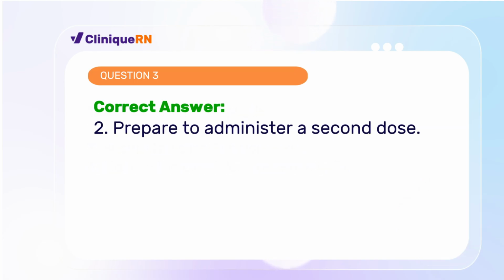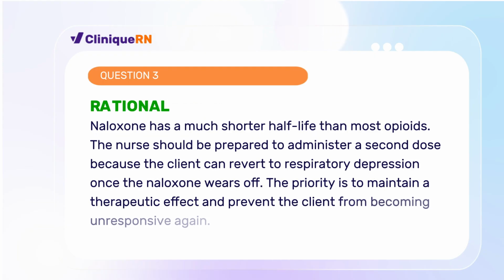Correct answer. 2. Prepare to administer a second dose. Rationale. Naloxone has a much shorter half-life than most opioids. The nurse should be prepared to administer a second dose because the client can revert to respiratory depression once the naloxone wears off. The priority is to maintain a therapeutic effect and prevent the client from becoming unresponsive again.